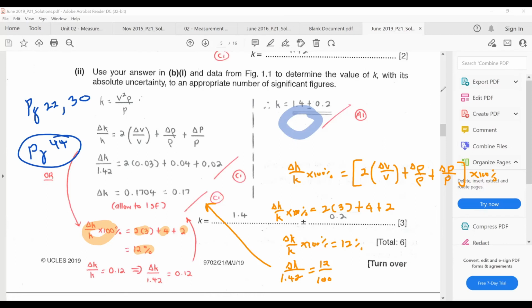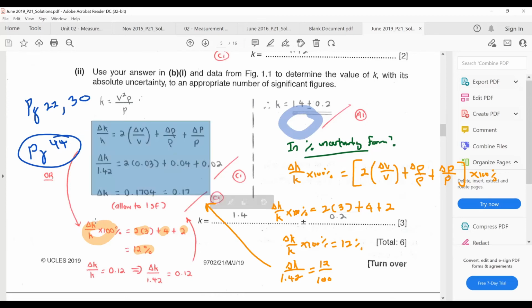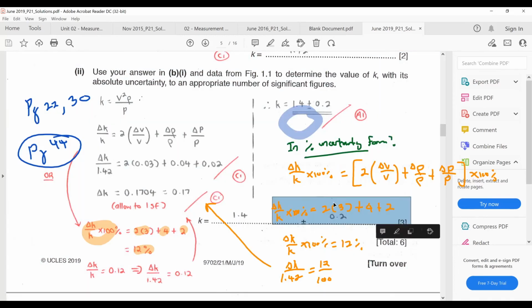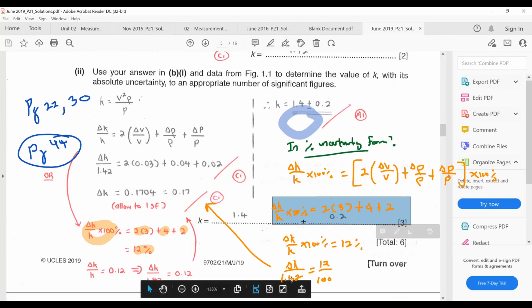You could likewise work in terms of percentage uncertainty form. Same thing as before, it depends on the individual person. Sometimes they like to work with percentage uncertainty, sometimes they work with fractional uncertainty. For me, I prefer to work with fractional. That's why my workings look like this. But if you look at the marking scheme workings, they tend to work in terms of percentage uncertainty. Actually, they only show you this one. But then you need to know how to interpret it to get it back to the absolute uncertainty.